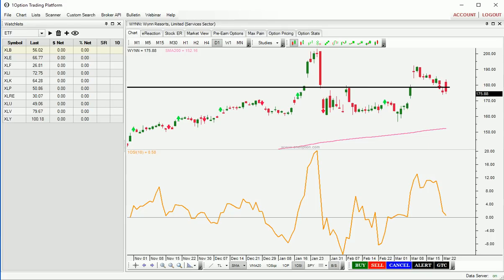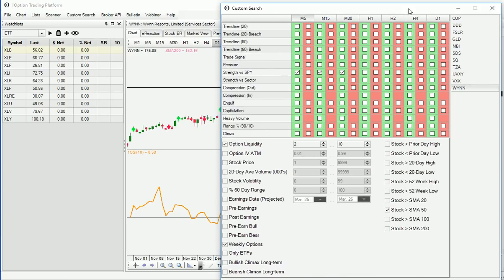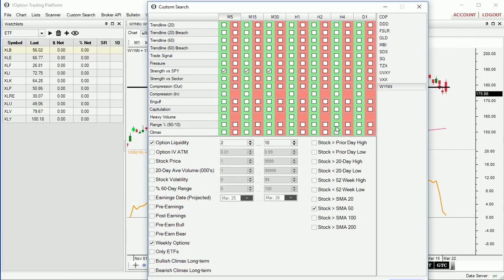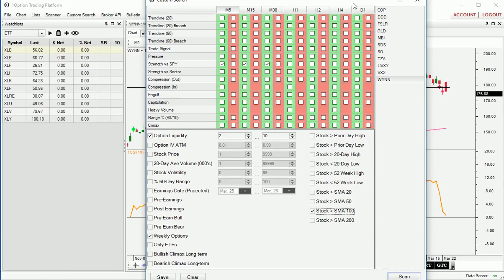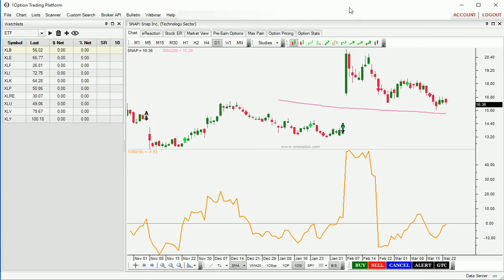So let's use some different criteria. Again, all we did was good option liquidity, stock above the 50-day MA, showing some good relative strength. We can loosen this parameter and go down to the 100-day MA, and we can scan to see what results we turn up there, and much the same. So we didn't pick up any new stocks. Well, Snap's actually a new one.